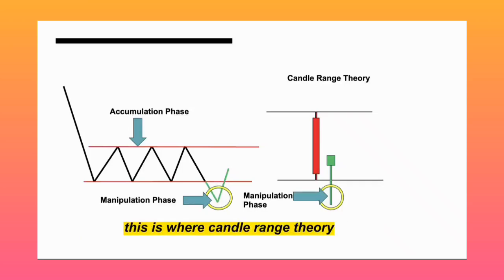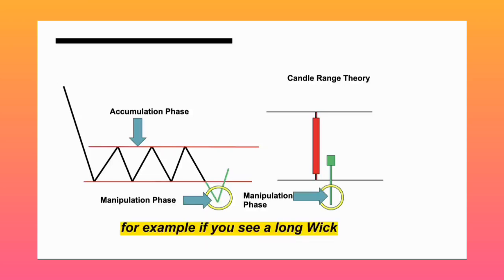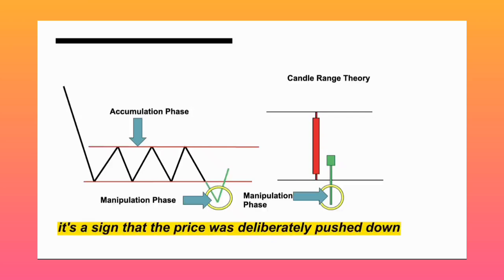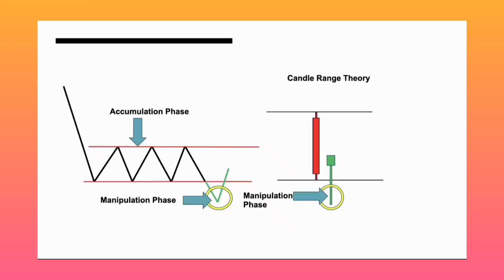This is where candle range theory, or CRT, becomes especially useful. CRT helps us spot this manipulation by observing these sharp movements on higher time frames. For example, if you see a long wick below a support level on the daily chart, it's a sign that the price was deliberately pushed down to trick traders into thinking a breakdown was happening. Once the liquidity grab is complete, the price usually reverses, marking the start of a bullish move.